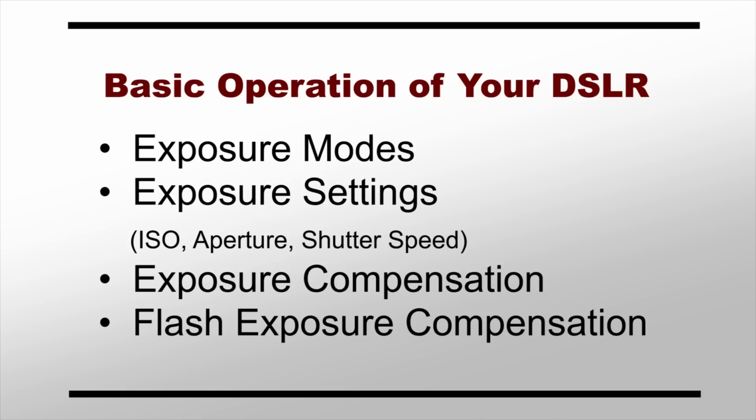In this section, we're going to cover the basics of using your camera and flash in typical indoor environments. Now, you should already be familiar with the basic operation of your DSLR. This includes knowing how to change exposure modes, like switching from P mode over to Aperture Priority or Manual mode. Knowing how to adjust your exposure settings, like ISO, aperture, and shutter speed. We're also going to cover some other adjustment controls, specifically exposure compensation and flash exposure compensation.